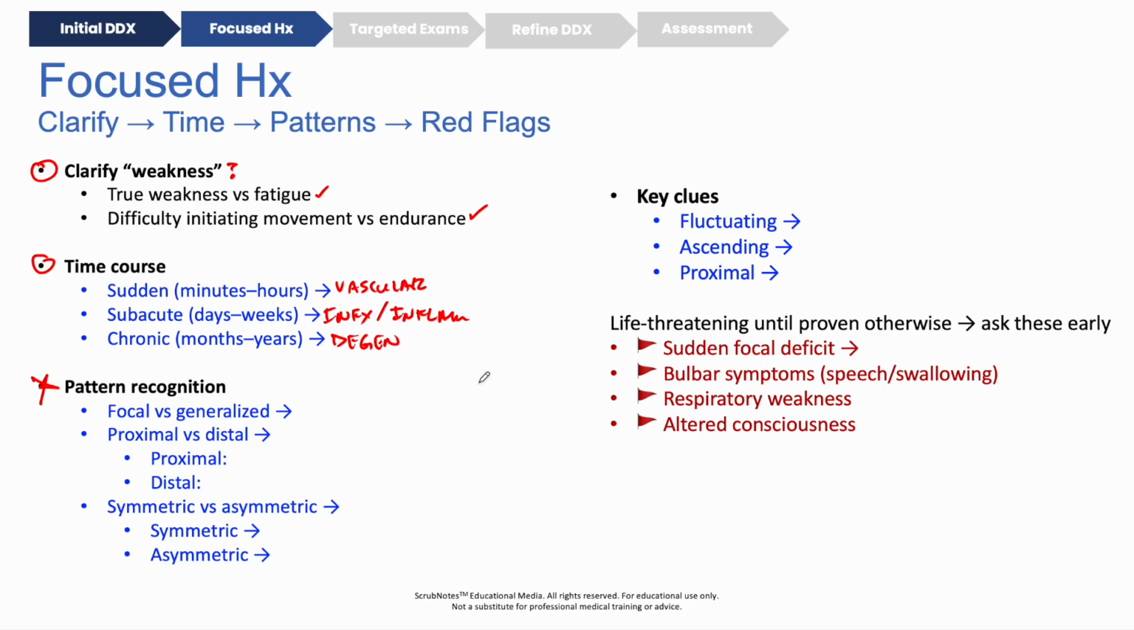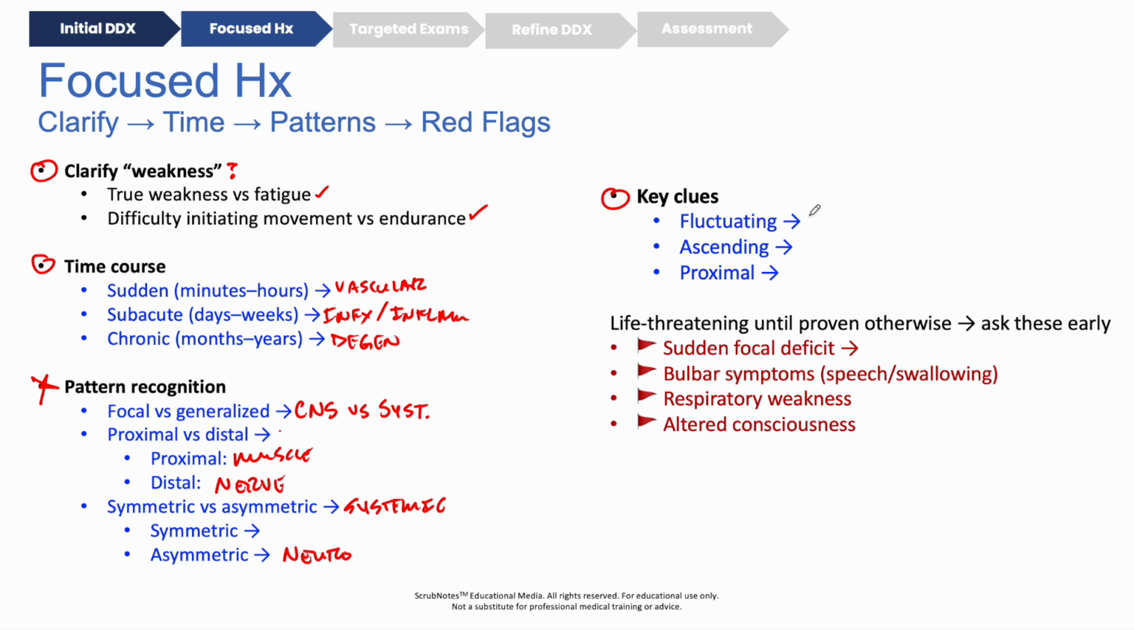But here's the key step, pattern recognition. This is where most students miss the diagnosis. Focal weakness, you want to think central nervous system. Proximal weakness, you're thinking hips and shoulders, so muscles. Distal weakness involves hands and feet, so you want to think peripheral nerve. Symmetric patterns, start thinking systemic. Asymmetric patterns, think more neurologic.